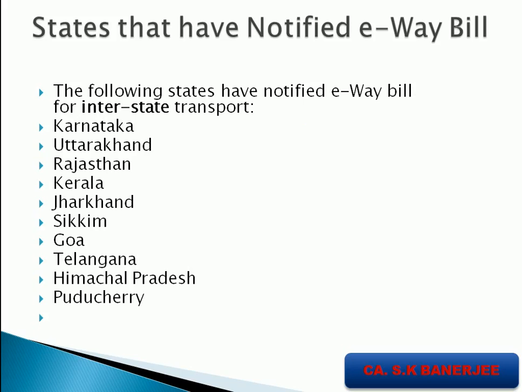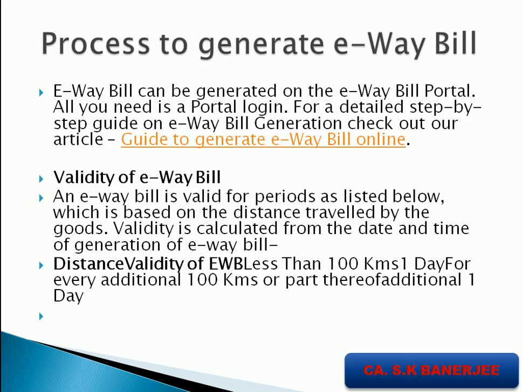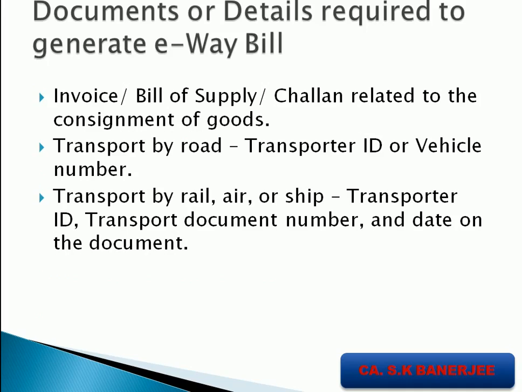So which are the states who have notified the e-way bills? Notifications have been given by Karnataka, Uttarakhand, Rajasthan, Jharkhand, Kerala, Sikkim and so on. For all interstate transport, these states have notified the e-way bill mechanism. I will talk in short about how to generate the e-way bill. If you generate it online, the validity will be based on the kilometres travelled.